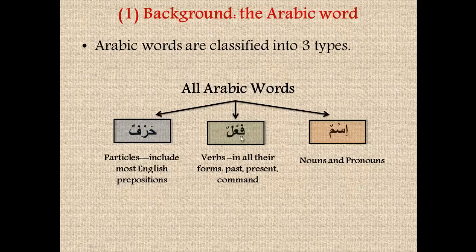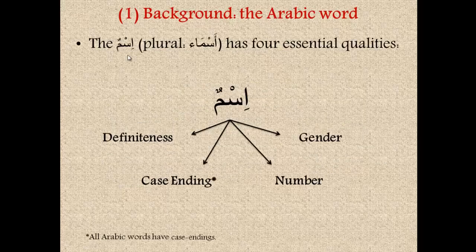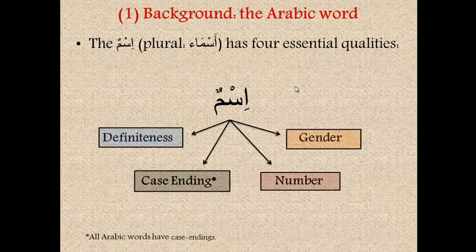And we will discuss these two groups in a lot of detail in the upcoming lessons. But in this lesson, we will hone in and focus on the ism. Not so much pronouns, but just nouns in general. So the ism, the plural of which is asma', has four essential qualities. These are four very basic and fundamental characteristics of the ism. And they are gender, number, case ending, and definiteness.